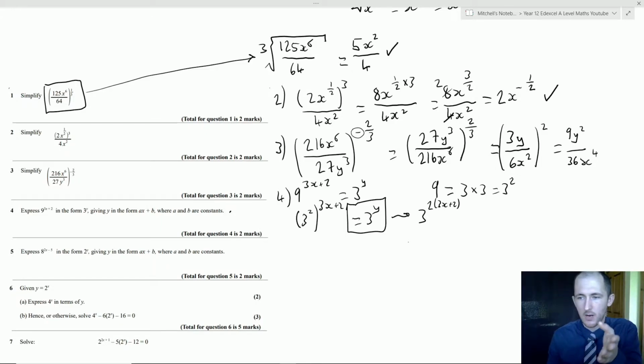Well, if we look at our answer, y is in the form ax plus b. So there is no bracket there, so all we need to do is expand the bracket, and we get 3 to the power of 6x plus 4. Okay, so all I'd do then is, that's technically correct, I'd get my 2 marks, but I like to actually be really explicit and say y is equal to 6x plus 4, put a little box around it.